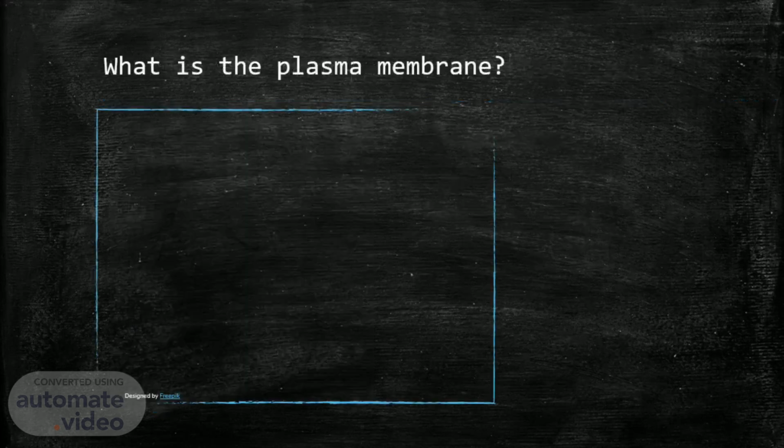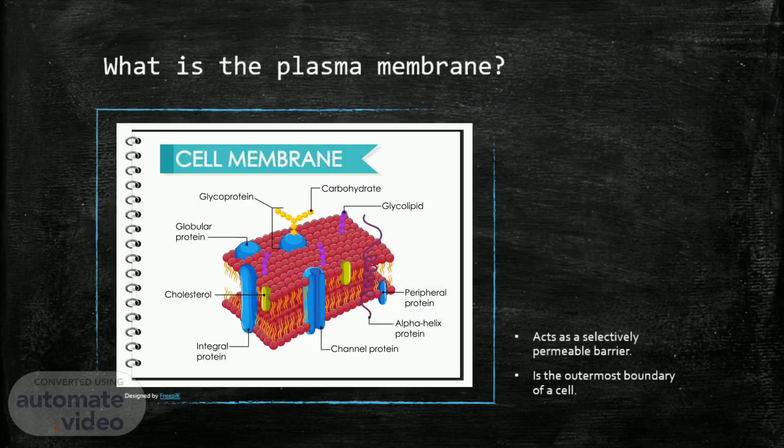What is the plasma membrane? The plasma membrane is the outermost barrier of a cell. It acts as a selectively permeable barrier. What does that mean? It means that only certain things are allowed to enter and exit the cell.